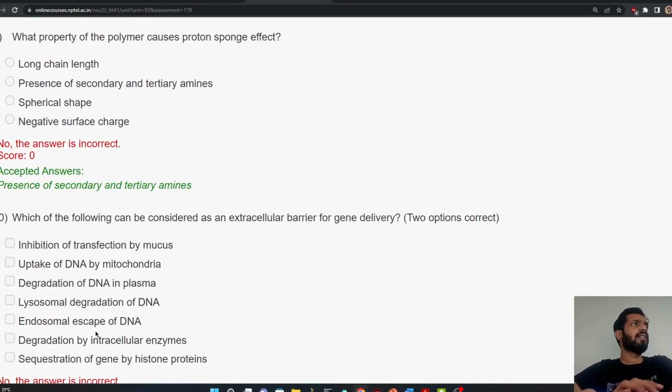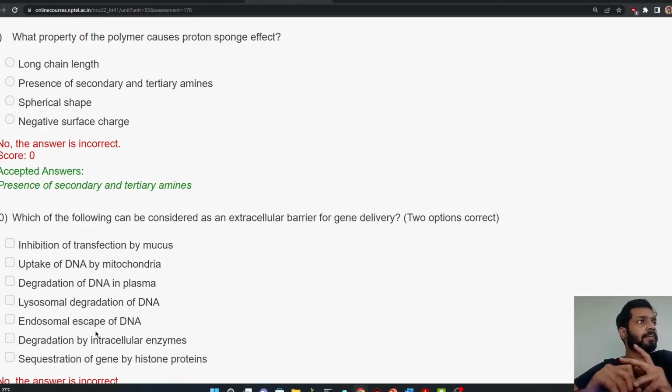Okay. Which of the following can be considered as an extracellular barrier for gene delivery? Inhibition of transcription by mucus, uptake of DNA by mitochondria, degradation of DNA in plasma, lysosomal degradation of DNA, endosomal escape of DNA, degradation by lysosomes. So options A and C. But I still have a doubt regarding the degradation of DNA in plasma. Means, what role does plasma play as an extracellular barrier? Sorry, I did not hear you properly. Could you repeat?